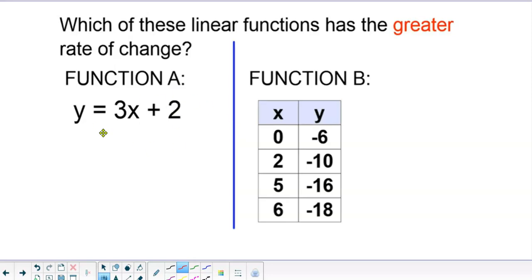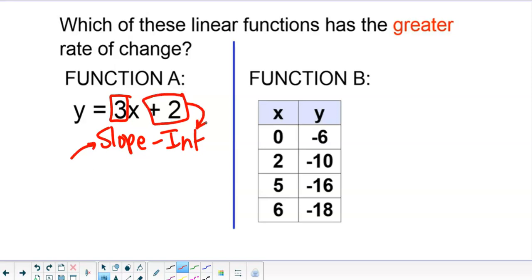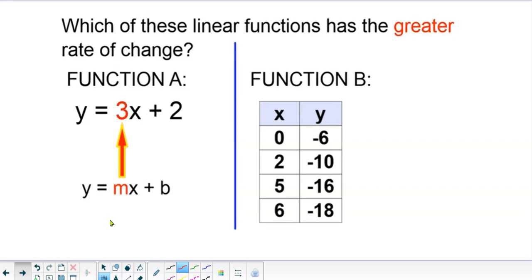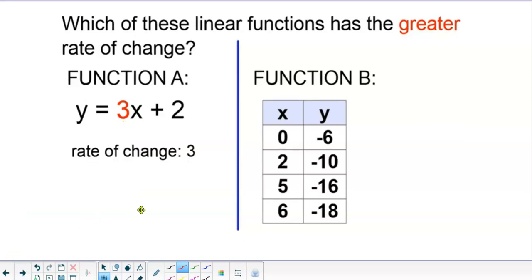So let's take a look at function A. This equation is written in something called slope-intercept form. And that means that the y is by itself. When the y is isolated, the coefficient of x is the slope, and the constant is the y-intercept. Since slope is another word for rate of change, we can clearly see that the slope, or the rate of change, is the coefficient of x. That's the number in the m position. So the rate of change for function A is 3.